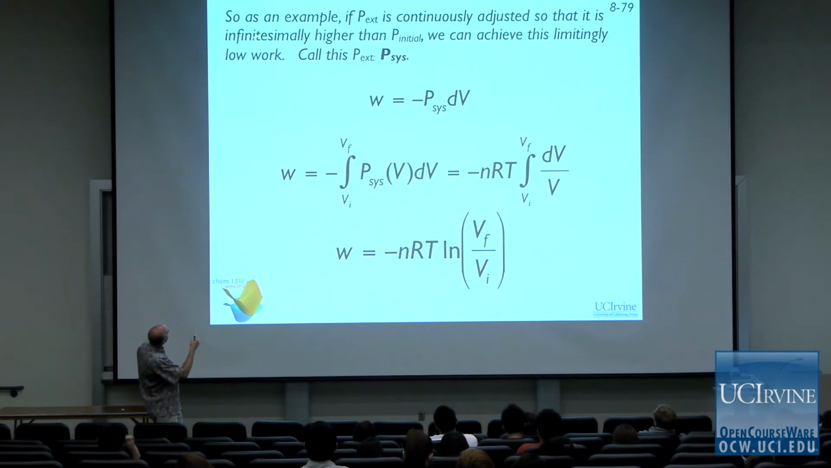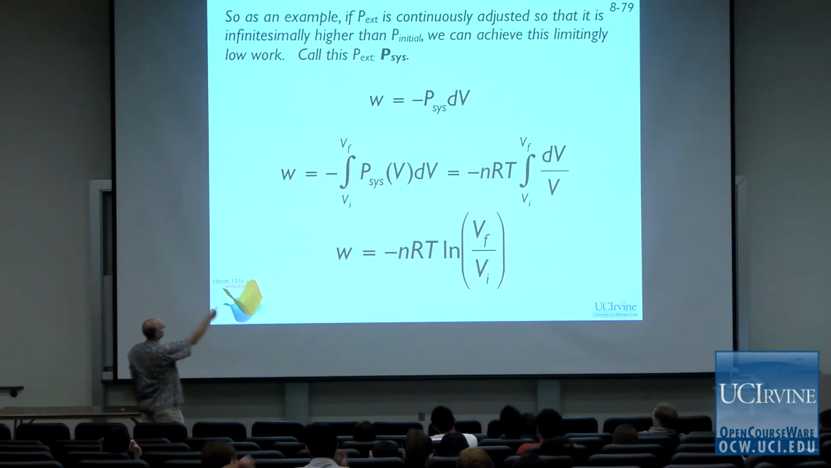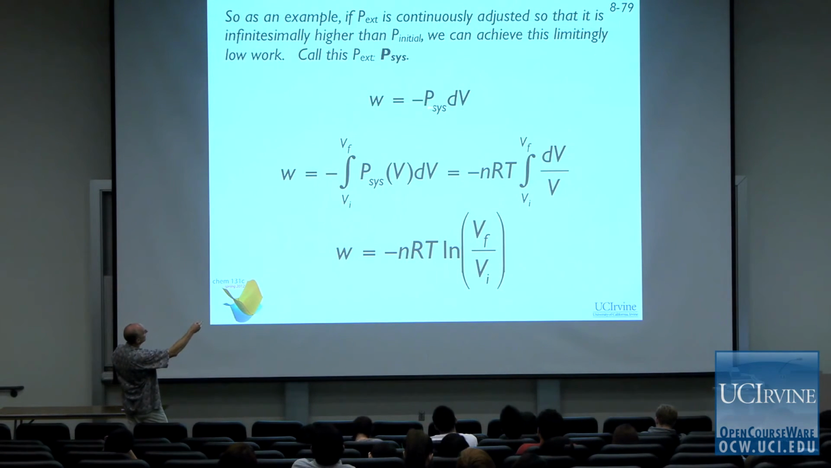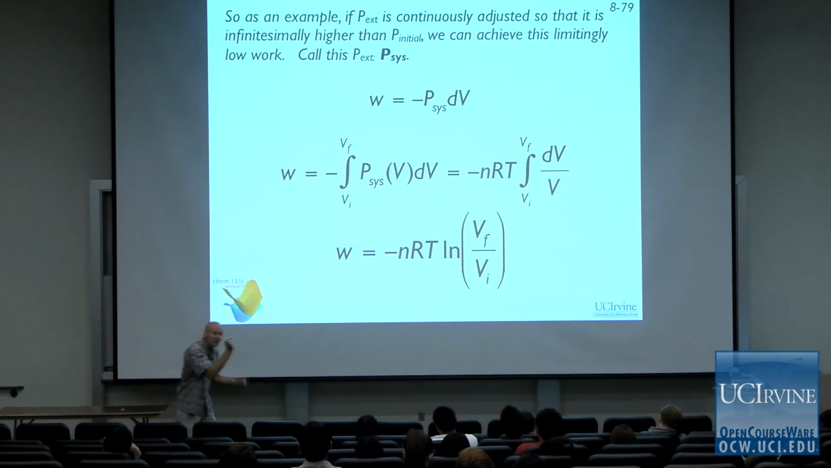P is continuously adjusted. We can achieve this limitingly slow work. We're going to call that pressure that we're adjusting grain by grain P sys. Right? That's just to give it a name. Now we know work is minus P sys dV, the work associated with the addition of each grain, because we're going to decrease the volume by dV.